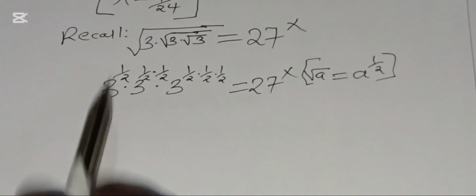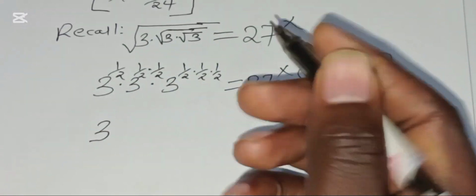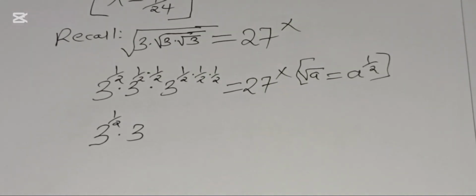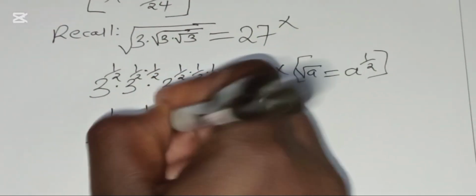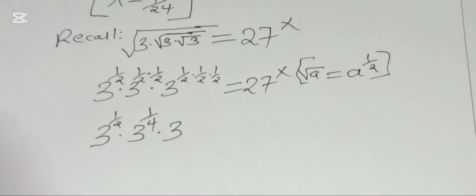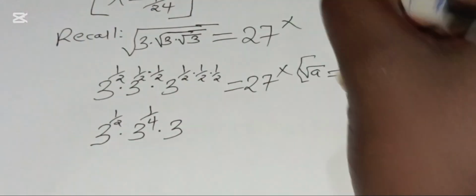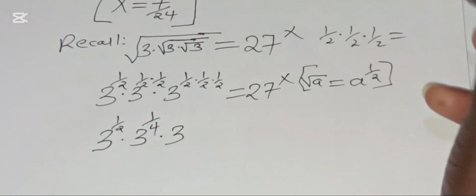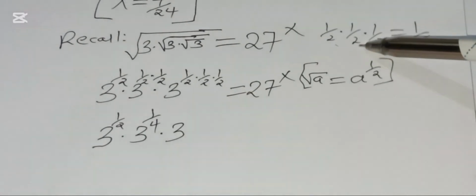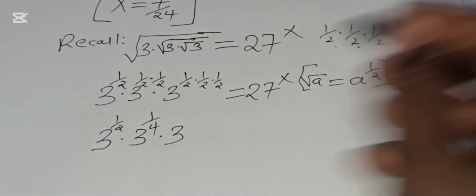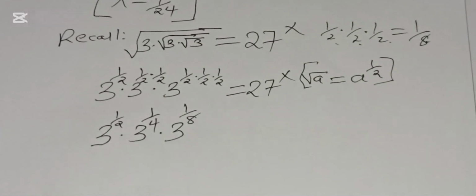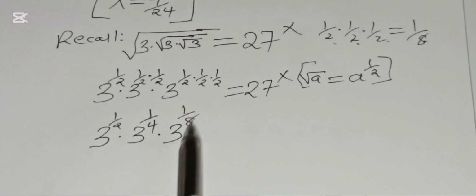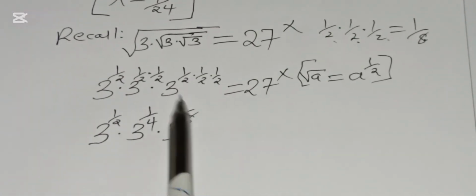Now from here we are going to have 3 raised to power a half times a half, which is equal to 1 over 4, then multiplying by 3 raised to power a half times a half times a half. A half multiplying by half multiplying by half is equal to 1 over 8: 2 times 2 is 4, 4 times 2 is 8. So this is 1 over 8. As you can see, 3 raised to power half multiplying by 3 raised to power 1 over 4 multiplying by 3 raised to power 1 over 8.